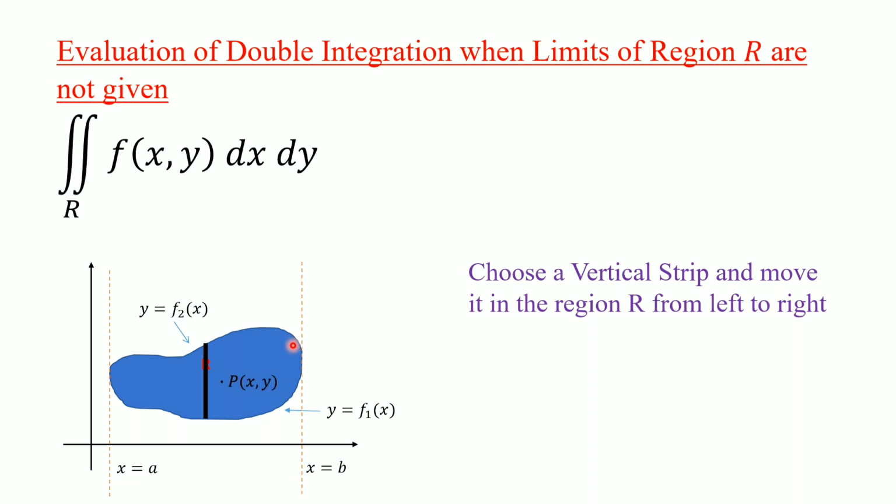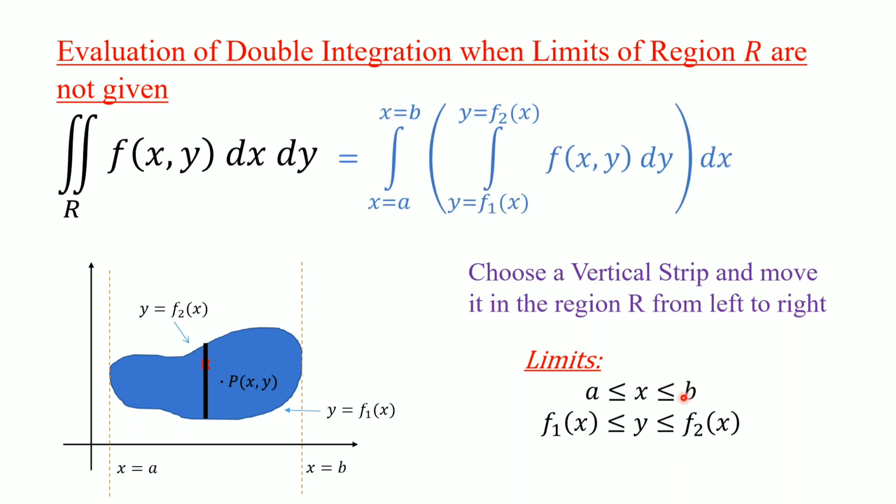So let's say y equal to f2(x) is the equation of this upper boundary of region R. If we take any arbitrary point P(x, y) in this region R, you can observe here that the x coordinate of P will always be between a and b, and the y coordinate of P will always be between f1(x) and f2(x). Therefore the limits are: x varies from a to b and y varies from f1(x) to f2(x). Now, as the limits of x are constants and the limits of y are functions of x, we will first integrate with respect to y and then with respect to x.